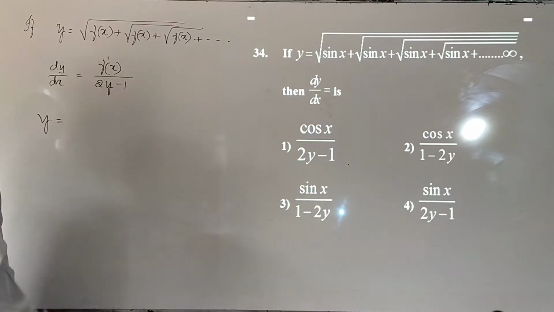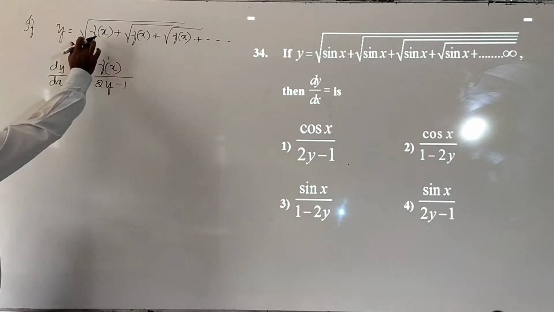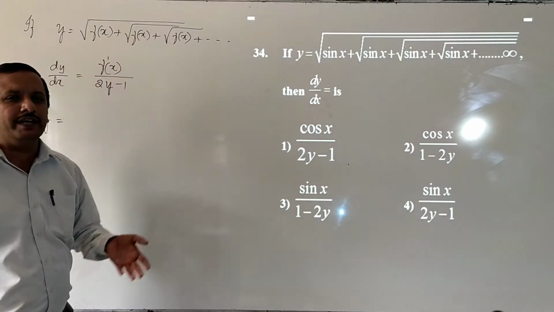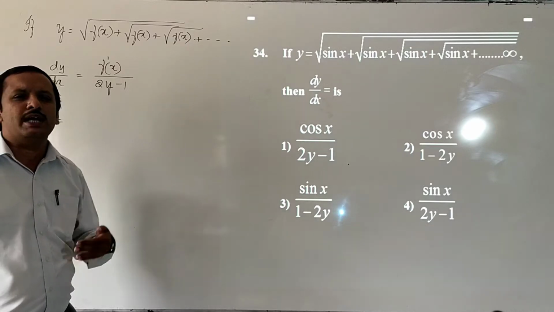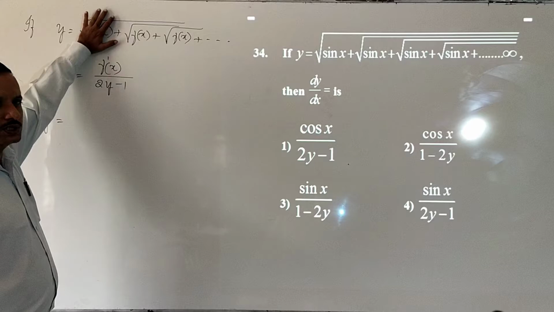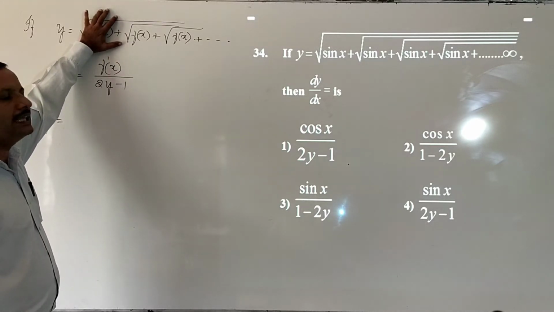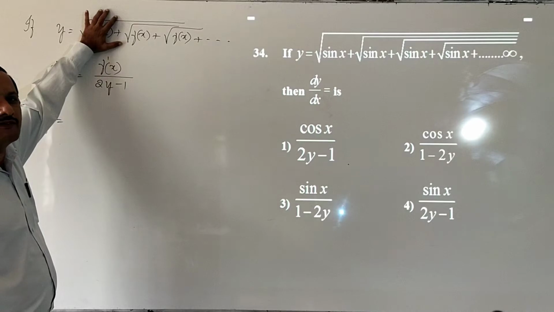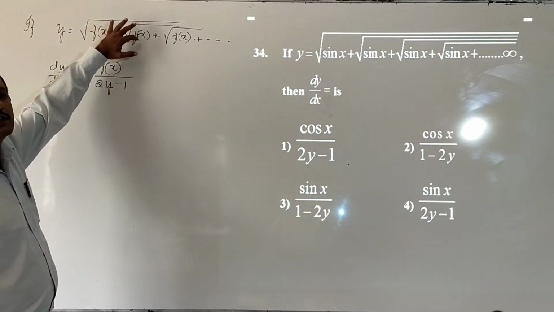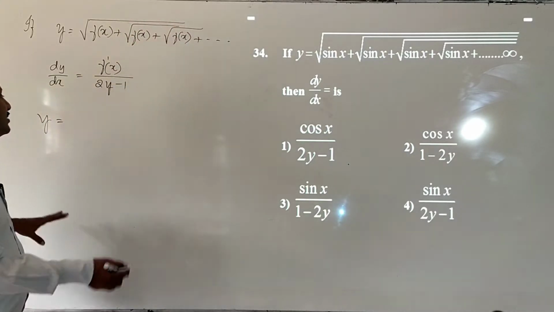Let me explain how. I'll explain this with f of x instead of sin x. So I have root of f of x plus root of f of x plus root of f of x etc. till infinity. So there are infinitely many roots and infinitely many f of x. Among them, if I remove one of those roots and one of those f of x, still there are infinitely many square roots and infinitely many f of x. So what is left after this? Root of f of x plus root of f of x plus root of f of x up to infinity.